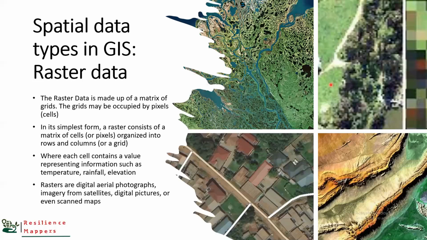So from the video, as also mentioned, there are basically two types of data that we use in GIS. It's either vector data or raster data. And raster data, you can think of as an image. It can be a digital photograph. For example, you've taken photos of yourselves. So that's one example of raster data.